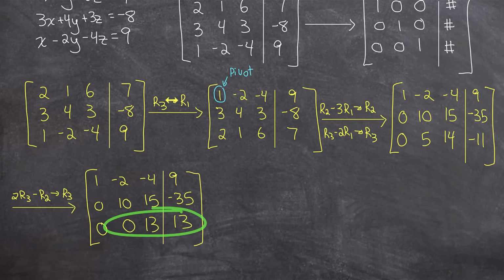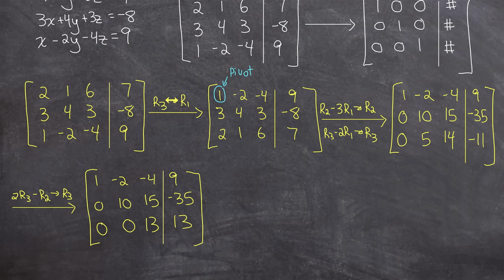Looking at row 3, it would be easy to make this leading entry be a 1 just by multiplying all of row 3 by 1 over 13. Let me make a little bit more room so I have space to work. And what we want to do now is make the entries above this leading 1, we want these entries to both be 0. So I'll leave row 3 the same, but I'll replace row 2 with row 2 minus 15 times row 3. And now I'll change this negative 4 into a 0 just by doing row 1 plus 4 times row 3.